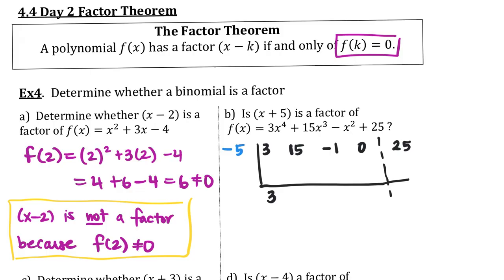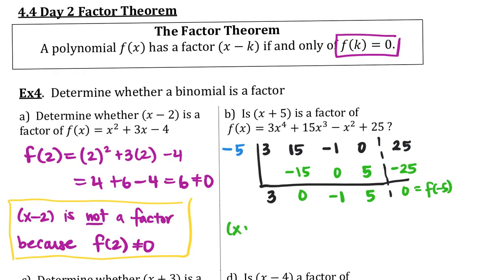Let me bring down the 3. Negative 5 times 3 is negative 15. 15 minus 15 is 0. Negative 5 times 0 is 0. Negative 1 plus 0, negative 1. Negative 5 times negative 1 is positive 5. 0 plus 5 is 5. Negative 5 times 5, negative 25. So that gives me a remainder of 0, which tells me that f of negative 5 is equal to 0. So the question says, is x plus 5 a factor of f of x?